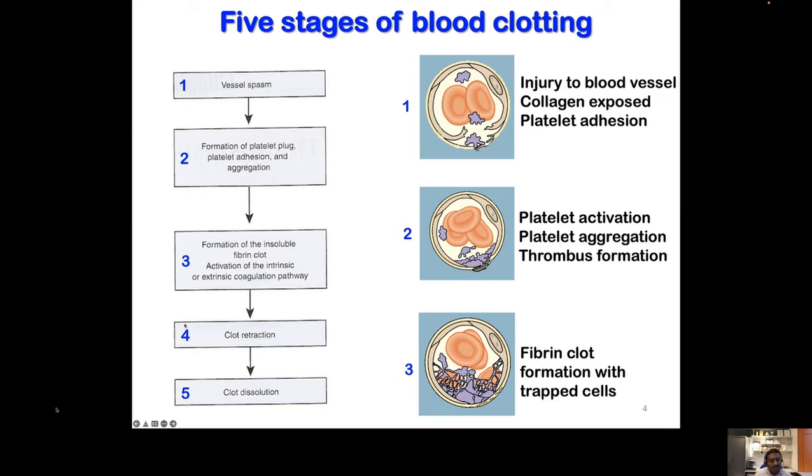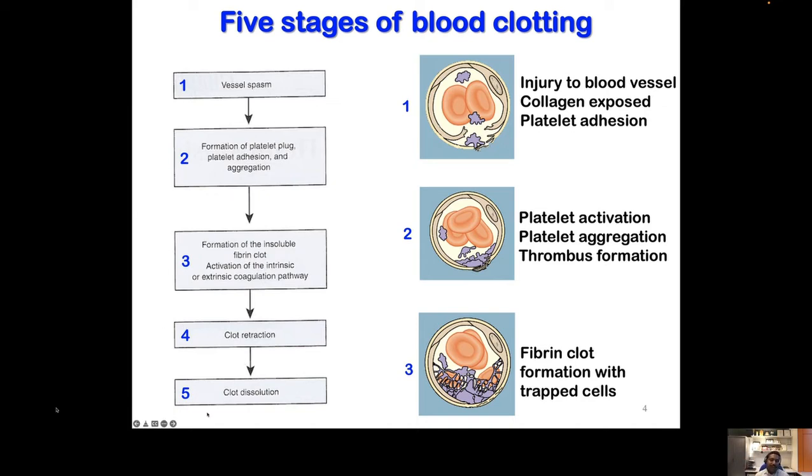And then the next one. After the formation of the clot, the clot can't stay there forever. It has to get retracted in order to promote wound healing. So that's the fourth stage. So basically clot retraction, or squeezing out the clot, in order to bring the wound edges together to promote wound healing.